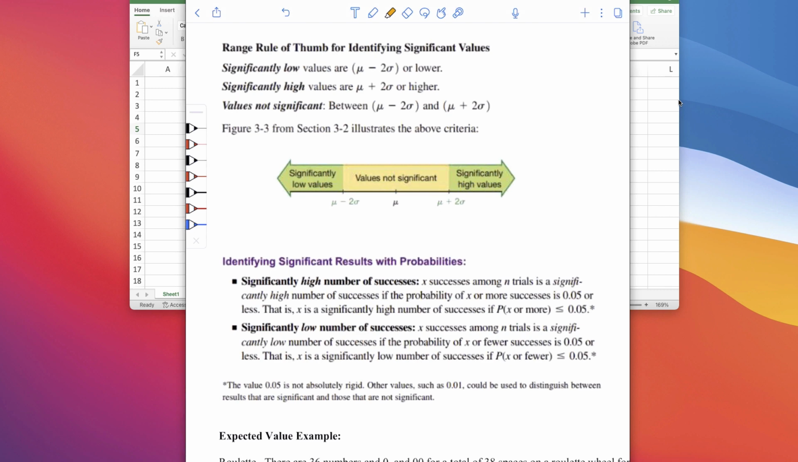All right, the range rule, we have seen this before. It's for identifying significant values. In the homework, there's one that asks, is this significant or not? Well, it's 2 standard deviations above or below the mean. Values that are not significant are between. So it's exactly at 2 standard deviations above or below. Anything between is not.